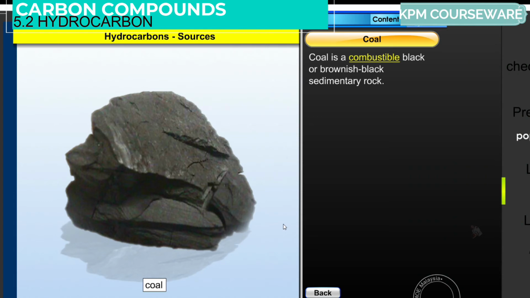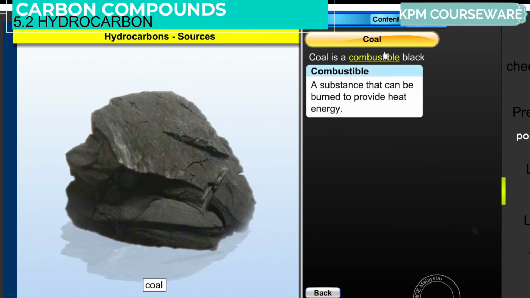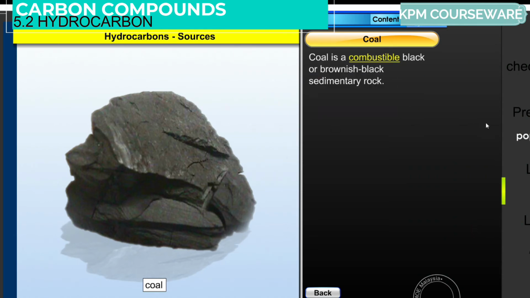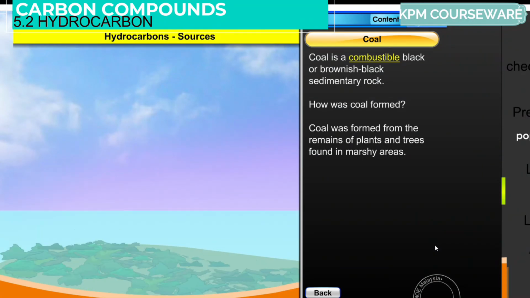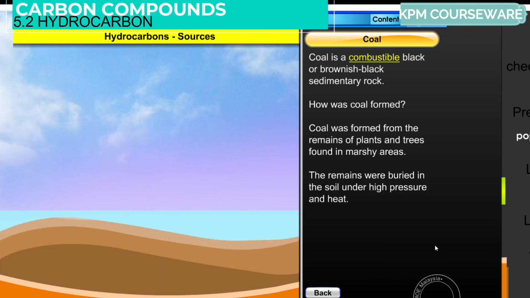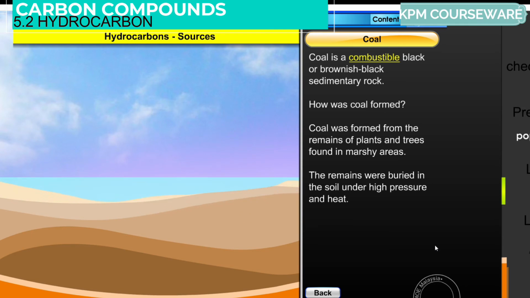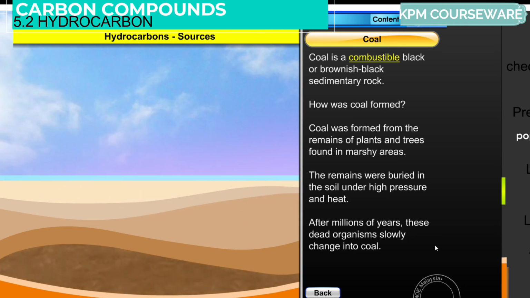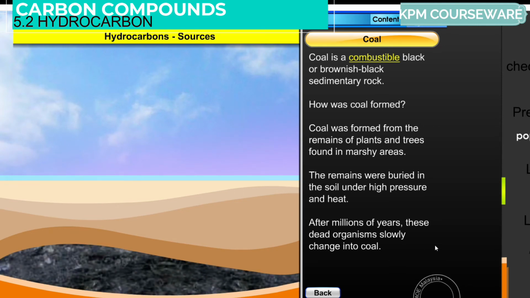Coal is a combustible black or brownish-black sedimentary rock. How was coal formed? Coal was formed from the remains of plants and trees found in marshy areas. The remains were buried in the soil under high pressure and heat. After millions of years, these dead organisms slowly change into coal.